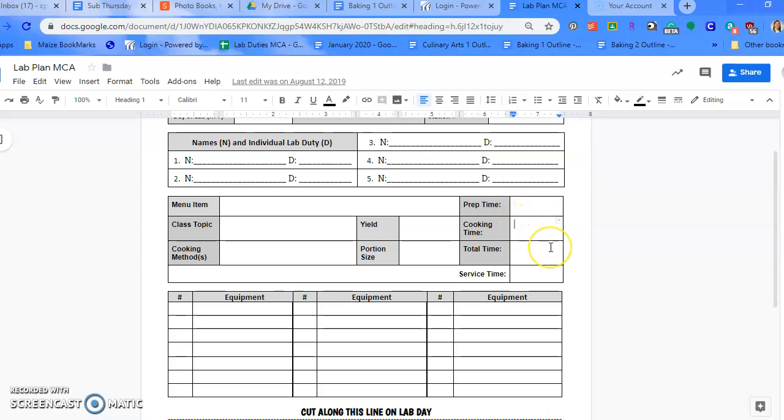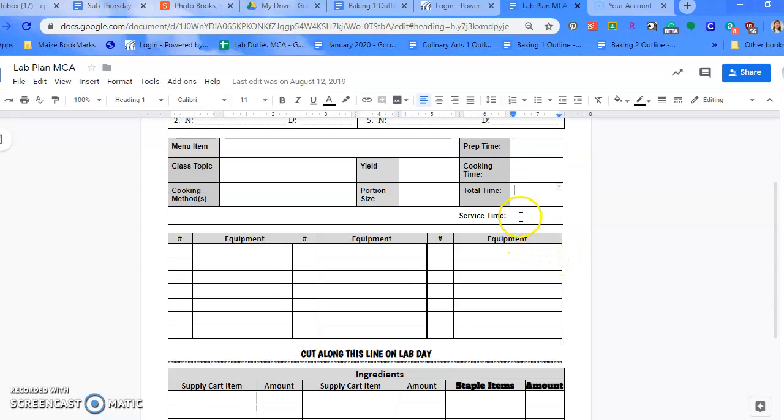Next is cooking time. That's how long does it take to cook. So if it says simmer, bring to a simmer for 3 minutes, it's going to take a little while to get to a simmer, and then it will simmer for 3 minutes. So start adding those up. If it's going to bake for 10, then it's pretty straightforward. Total time would be prep time plus cooking time combined for total time. Service time, you'll draw a line through most of the time unless we have a specific service time.